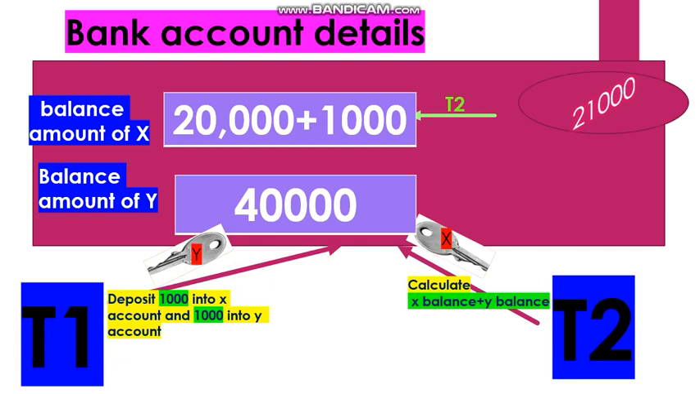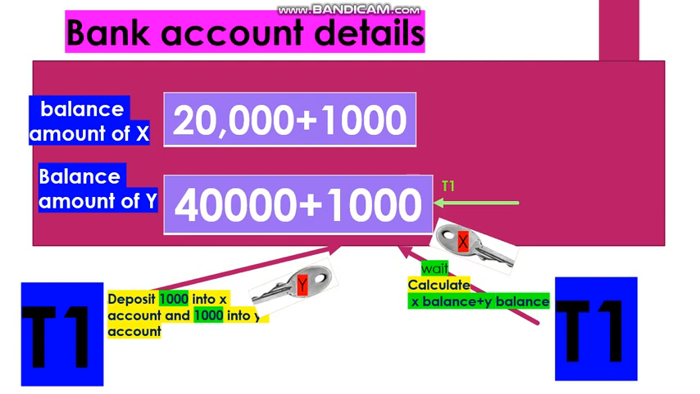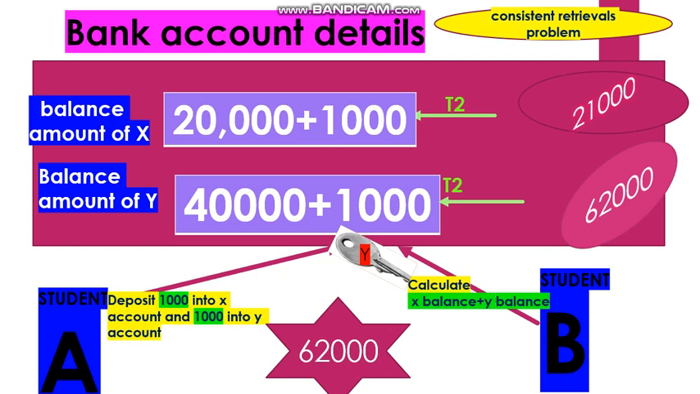Now, transaction T1 will release lock on balance amount of X. Now, transaction T2 acquires a lock on balance amount of X and it will read balance as 21,000. Now, transaction T2 will request for a lock on balance amount of Y, but there is a lock on Y, so it has to wait. Now, transaction T1 adds 1000 to the balance of Y and it releases lock on Y. Now, transaction T2 will acquire lock on balance of Y and it will read Y value as 41,000.